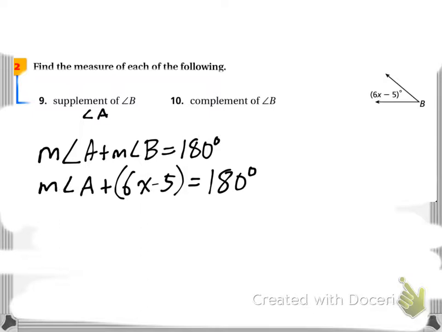Okay. Now the point of solving here, you know, because now you're probably wondering, I've got two unknown variables. I have the measure of angle A, and I have an x. So that's two unknowns. Which one am I solving for? Well, that depends on what the question was asking. It says, find the measure of each of the following. And so we're really trying to find the measure of angle A.